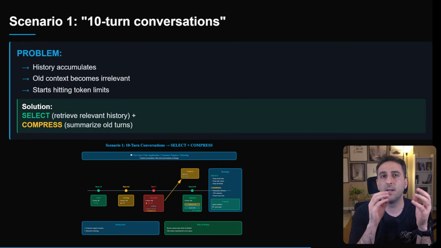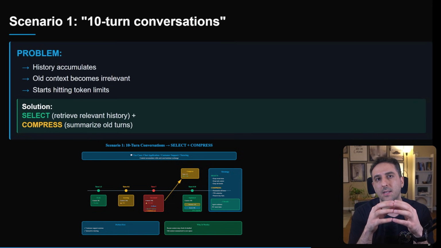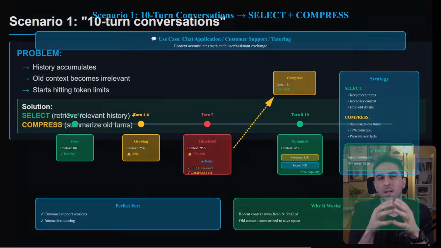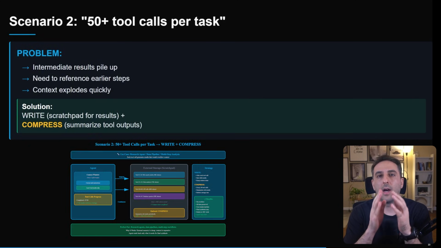The problem is that history accumulates, old context becomes irrelevant, and we start hitting token limits. Solution: combine, select, and compress. We use Retrieval to pull in only the relevant parts of conversation history, and we summarize all turns that don't matter anymore. Scenario 2. Our agent makes 50 or more tool calls per task.